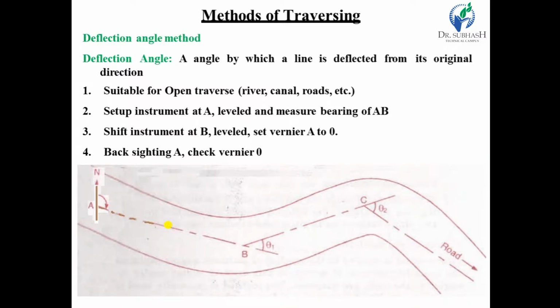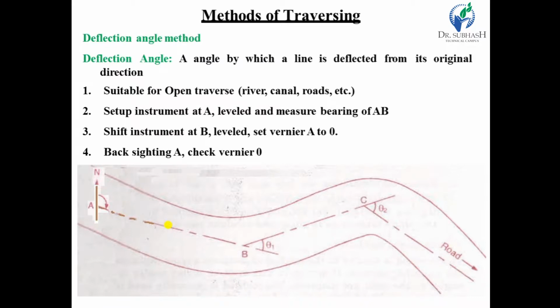The next method is the deflection angle method. The angle by which a line is deflected from its previous direction is called the deflection angle. It is suitable for open traverses like rivers, canals, roads, etc. For that, we have to set up the instrument at A, level it and measure the bearing of AB.